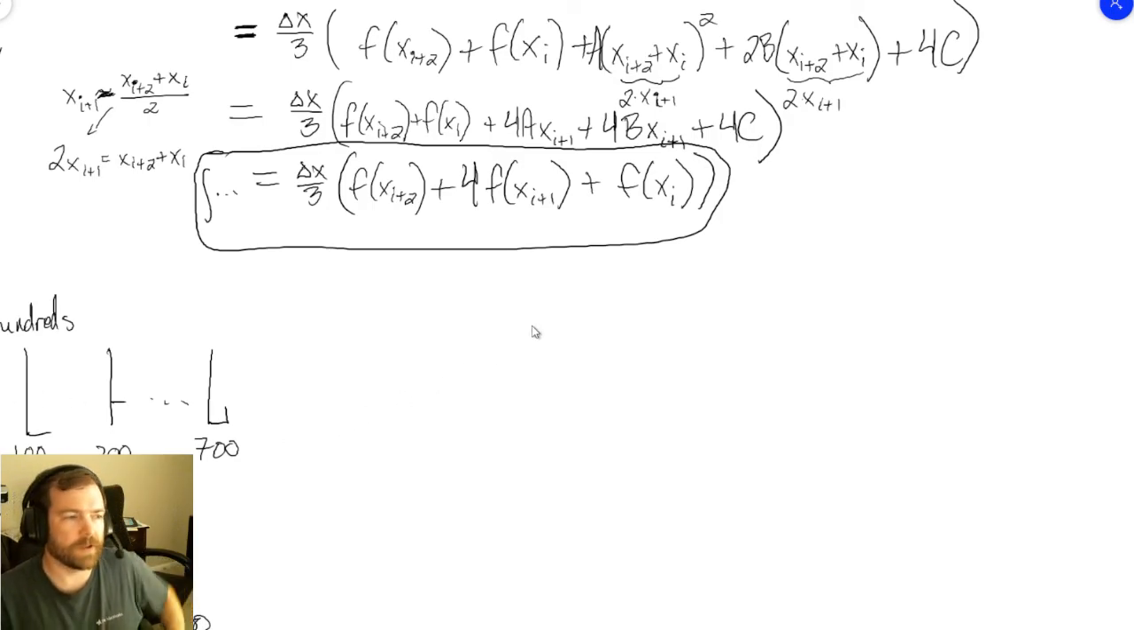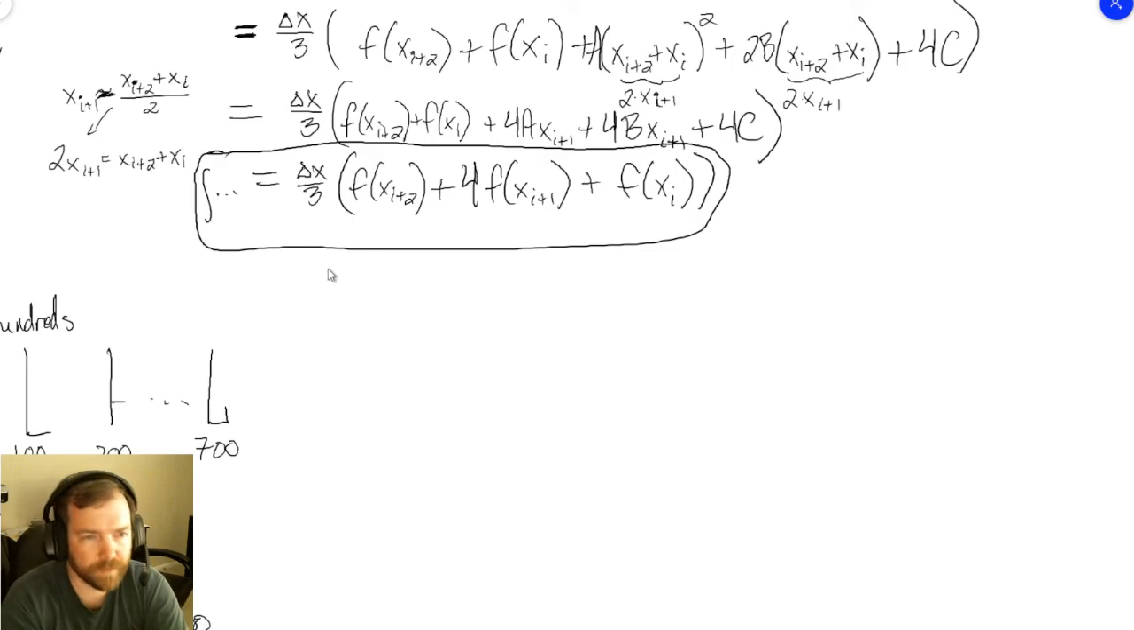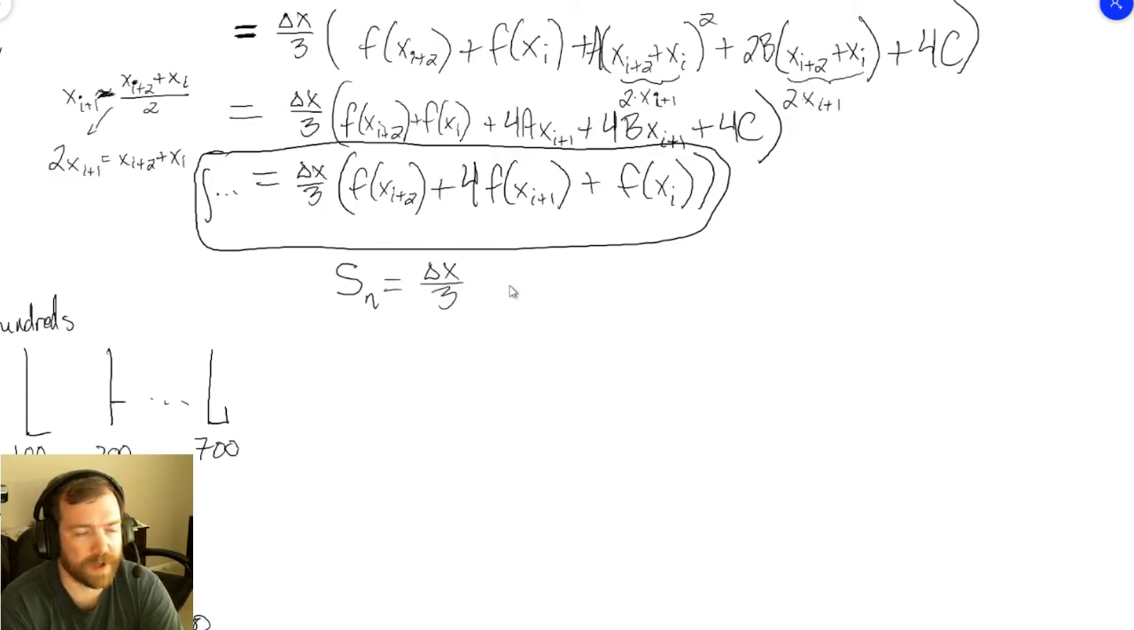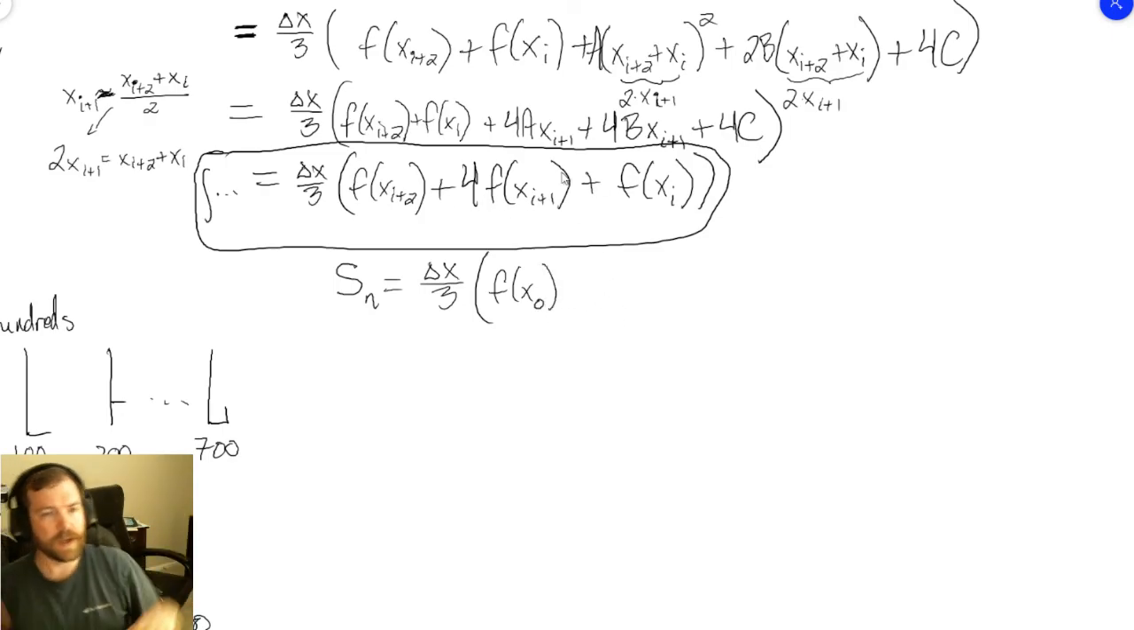So if we do a large number of sub-intervals, the sum of n sub-intervals ends up being delta x over 3, I know, right, times f of x sub 0. We could reorder this. So that's Simpson's rule, if we have subintervals, which we take essentially in pairs.